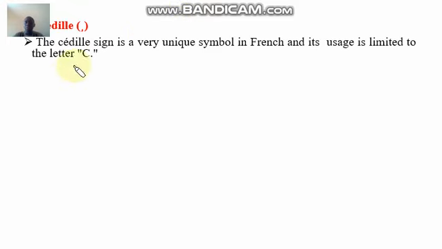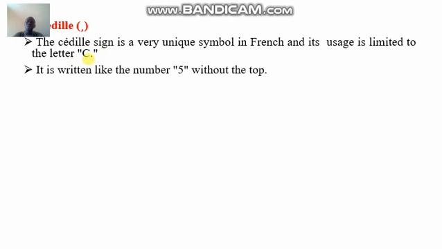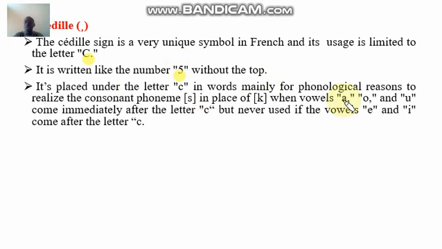Let's go to something else. We have cédille. Now this one is used basically with the letter C. This is cédille with the letter C, and it's written like 5, but you remove the top of it, and it comes under the letter C. And that's when you see it before letter A, letter O, and letter U, as you have it here. So you're going to give it the sound S instead of the sound K. Now, we're going to see the examples briefly.